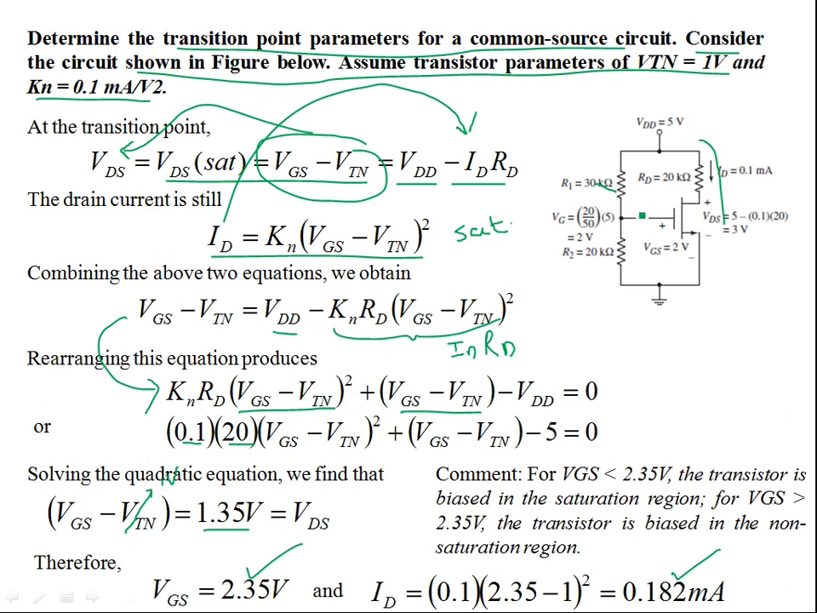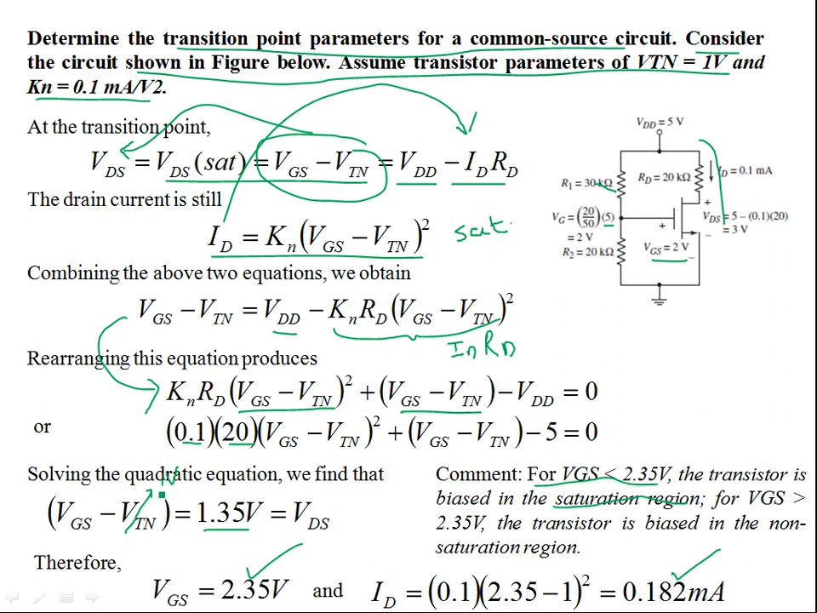So in this circuit, for the given biasing of the transistor, you have VG as 5 volts. And if you determine VGS, this was 2 volts previously. Now for VGS, as long as it is less than 2.35 volts, the transistor is biased in the sat region. But for VGS greater than 2.35 volts, the transistor is biased in the non-sat region. Okay, so what does this mean?